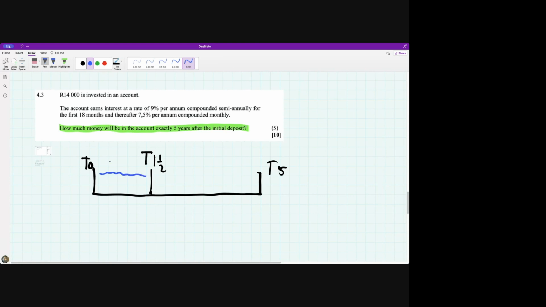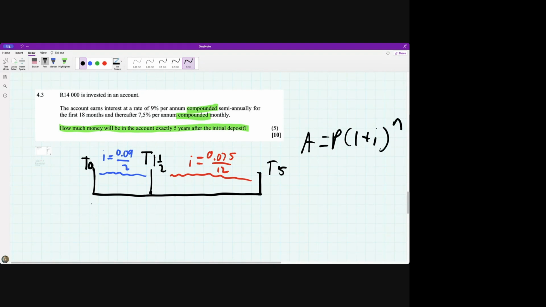And then for this bit, I would have gone I is 0.09 divided by 2. And then for this bit, I would have gone I is 0.075 divided by 12. Now, these are both compound interest problems. So the only formula you're going to use is this. Get me my final answer, please.